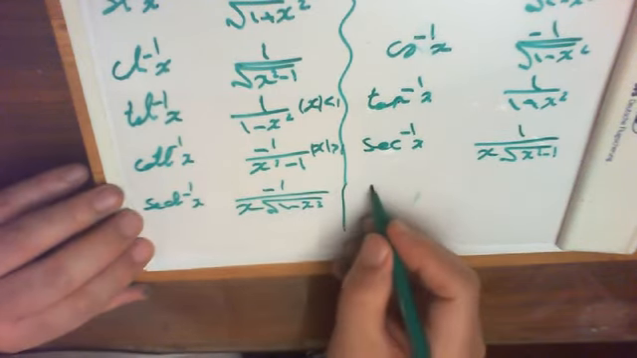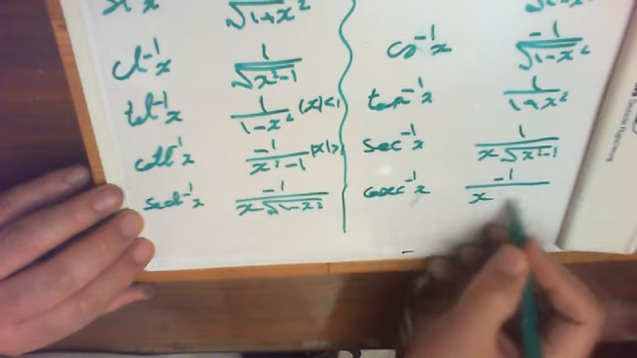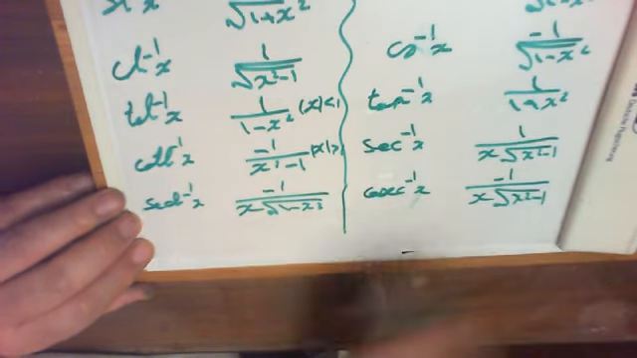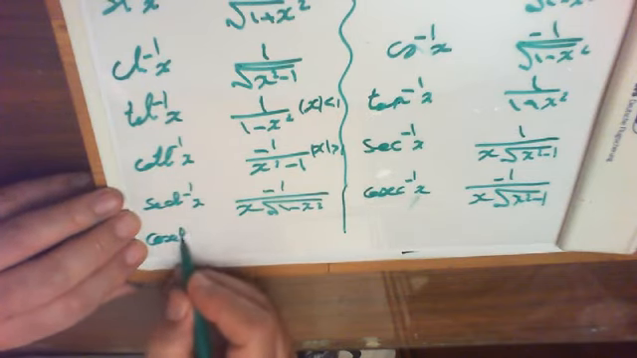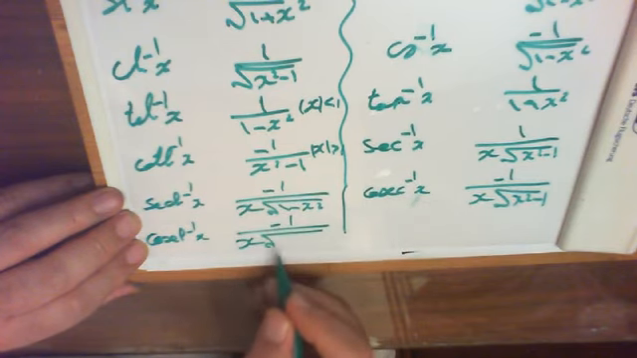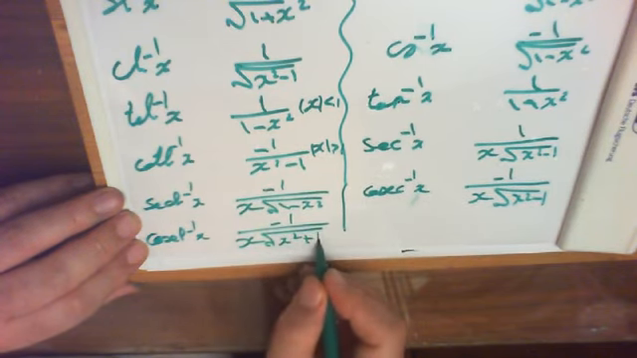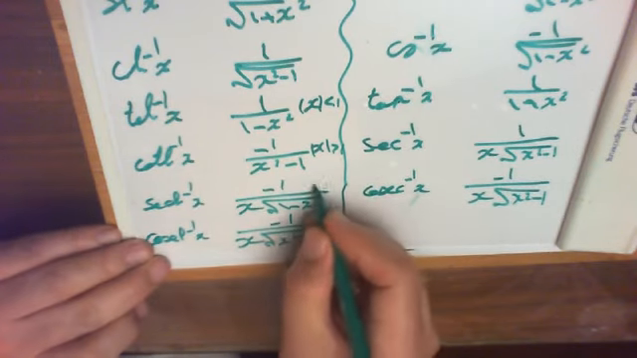Cosec minus 1 is minus 1 over x square root x squared minus 1. Cosech minus 1 x is minus 1 over x square root x squared plus 1. Okay? And here also a plus, x less than 1.